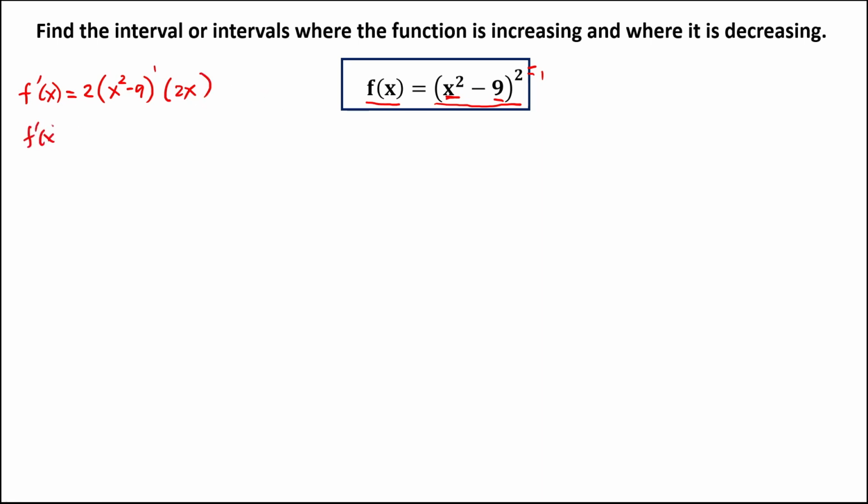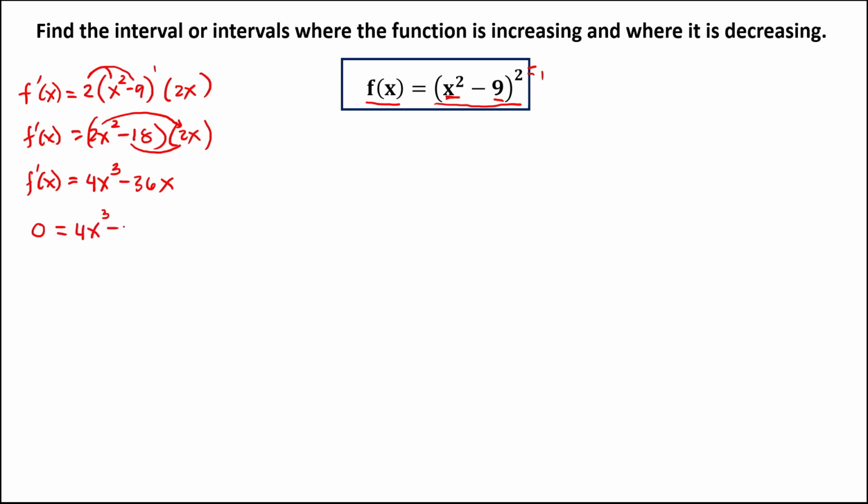Then to simplify, multiply: this is 2x squared, 2 times negative 9 is negative 18, then times 2x. Then we have f prime of x: 2x squared times 2x is 4x to the power 3, and negative 18 times 2x is negative 36x. Then equate this to 0, so we have 0 equals 4x to the power 3 minus 36x.